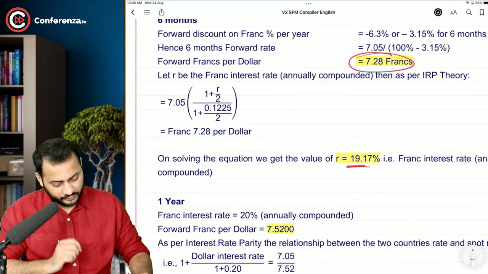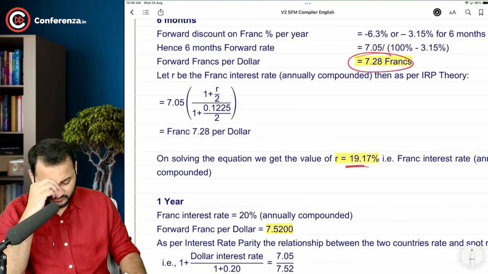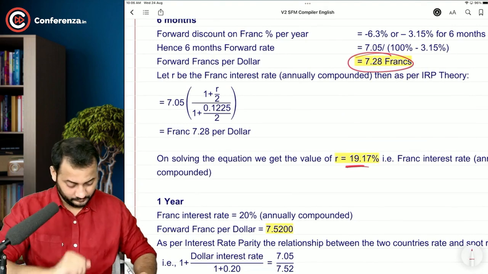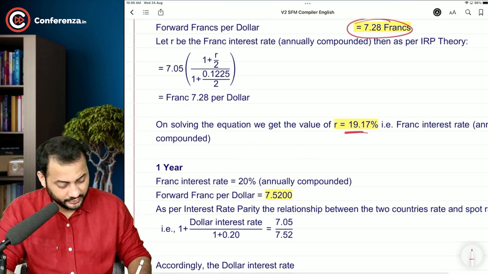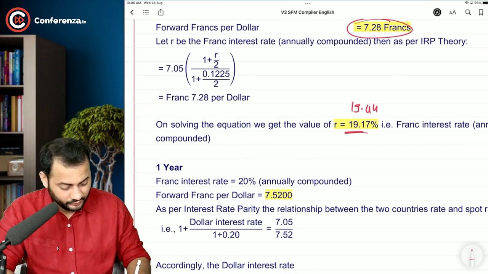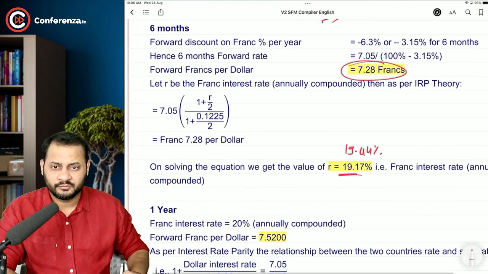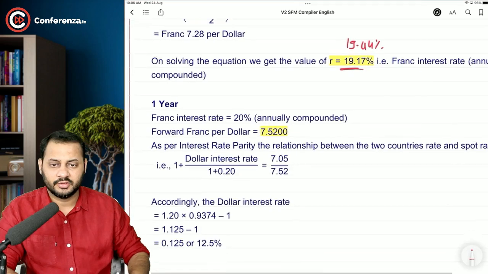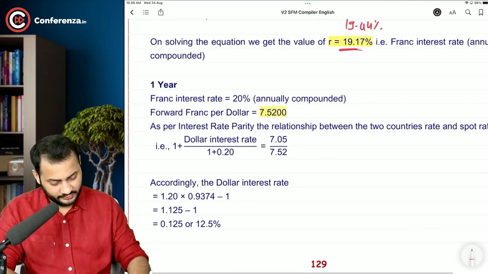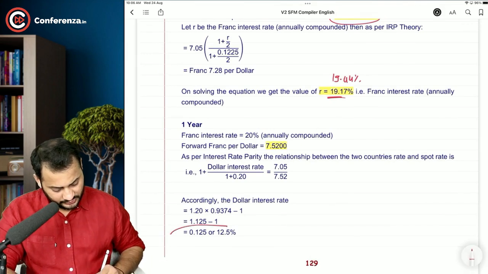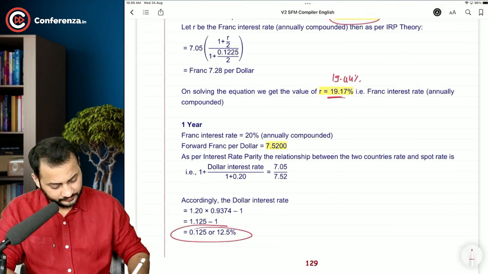19.44% or 19.43% should have been the answer. So that might be due to some rounding error. 19.44% or 43% should be the answer. You can cross-check with your own calculation even if you solve this equation. For 1 year it should be 12.5%.